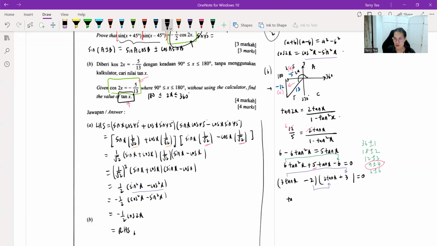So here your tangent x is either 2 over 3 or negative 3 over 2. Did I make a mistake here? This one should be 9, 4. Okay: 2 over 3, negative 3 over 2.